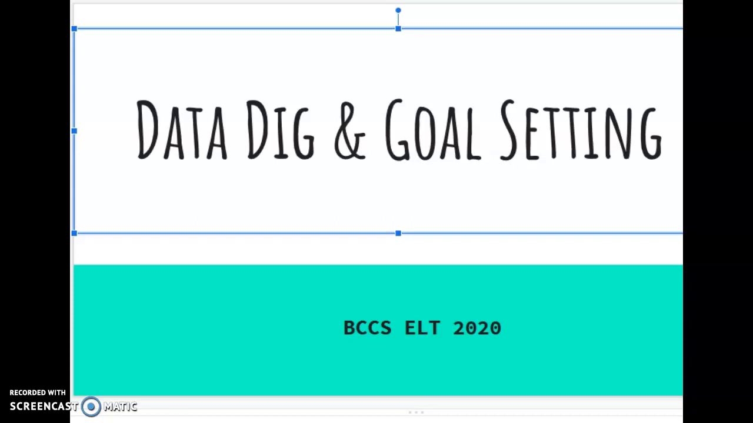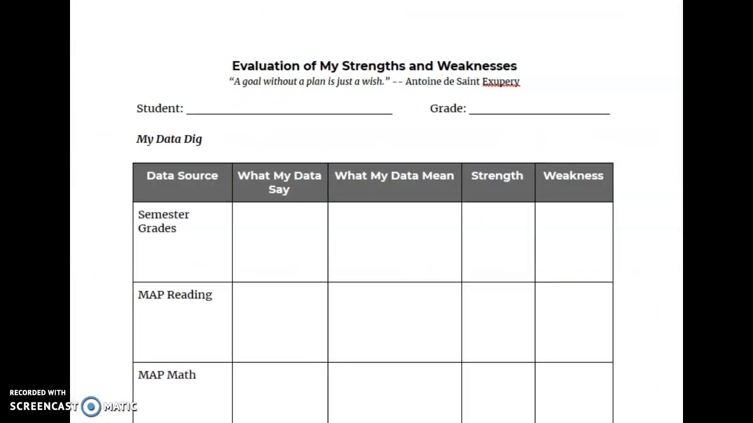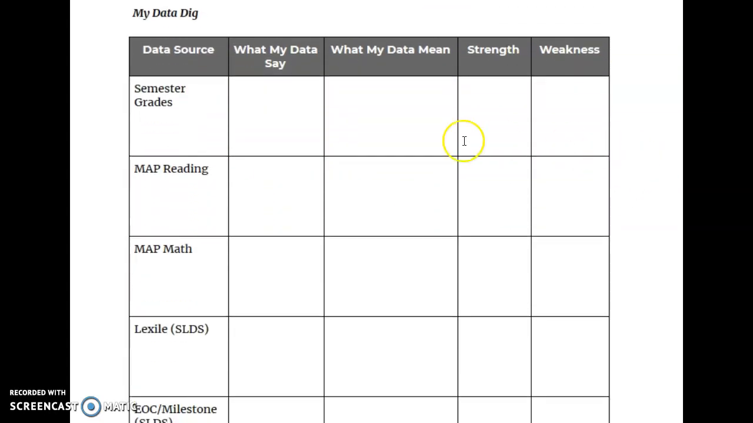Data Dig and Goal Setting for ELT 2020. The first handout you are going to get is your evaluation of strengths and weaknesses, and it looks like this. You'll fill in your name and your grade, and you'll start with your Data Dig. And so here's how your Data Dig works. You're going to get several data sources.